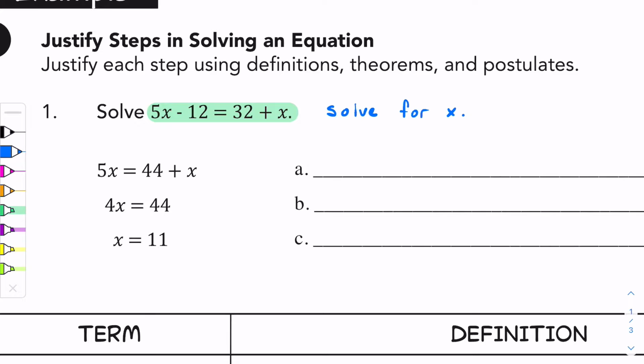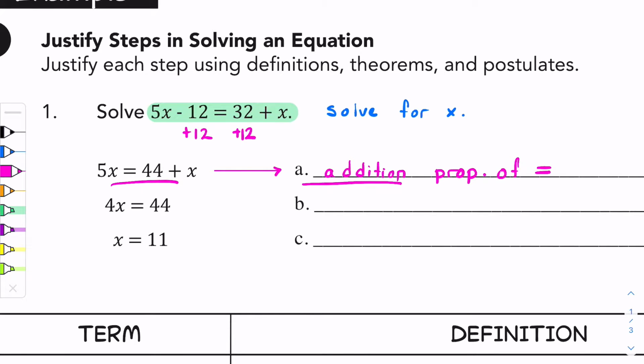Okay, so the first thing that I would do when I am solving for x is I would look at this and I would start to add 12 to both sides. So adding 12 to both sides gives us this right here, which is 5x is equal to 44 plus x. So in order to get to this step, what we used right there was called the addition property of equality. Okay, so to get to this step, you write your justification on that line.